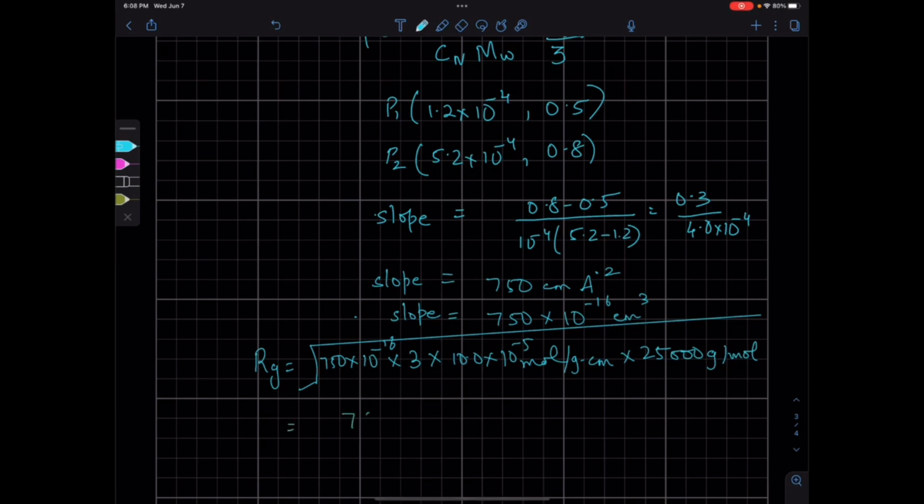Which is 75 times 10 to the -8 centimeters, or 75 angstrom.